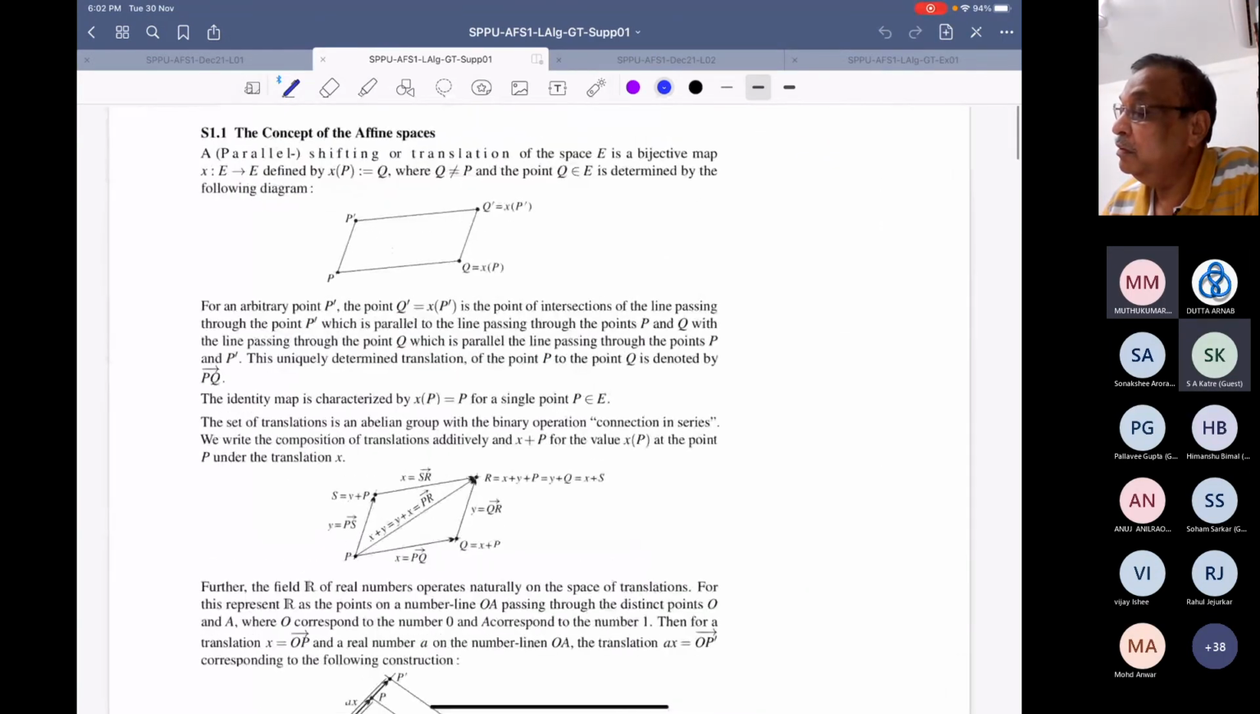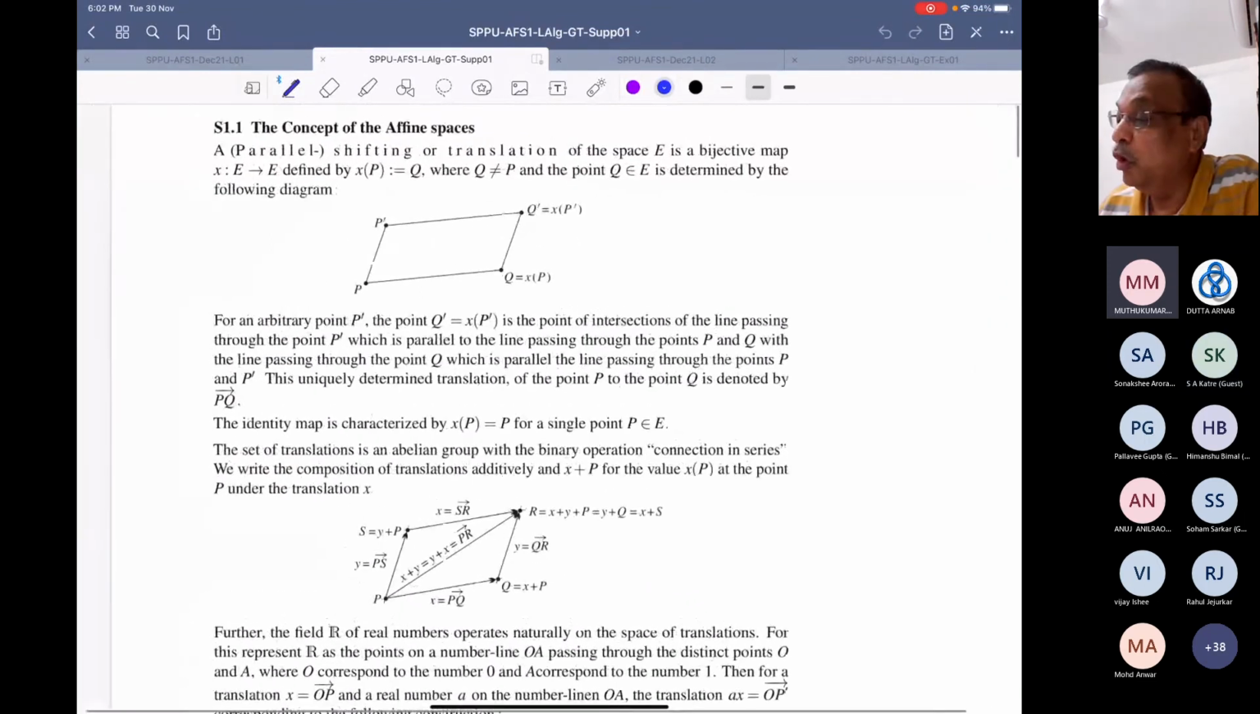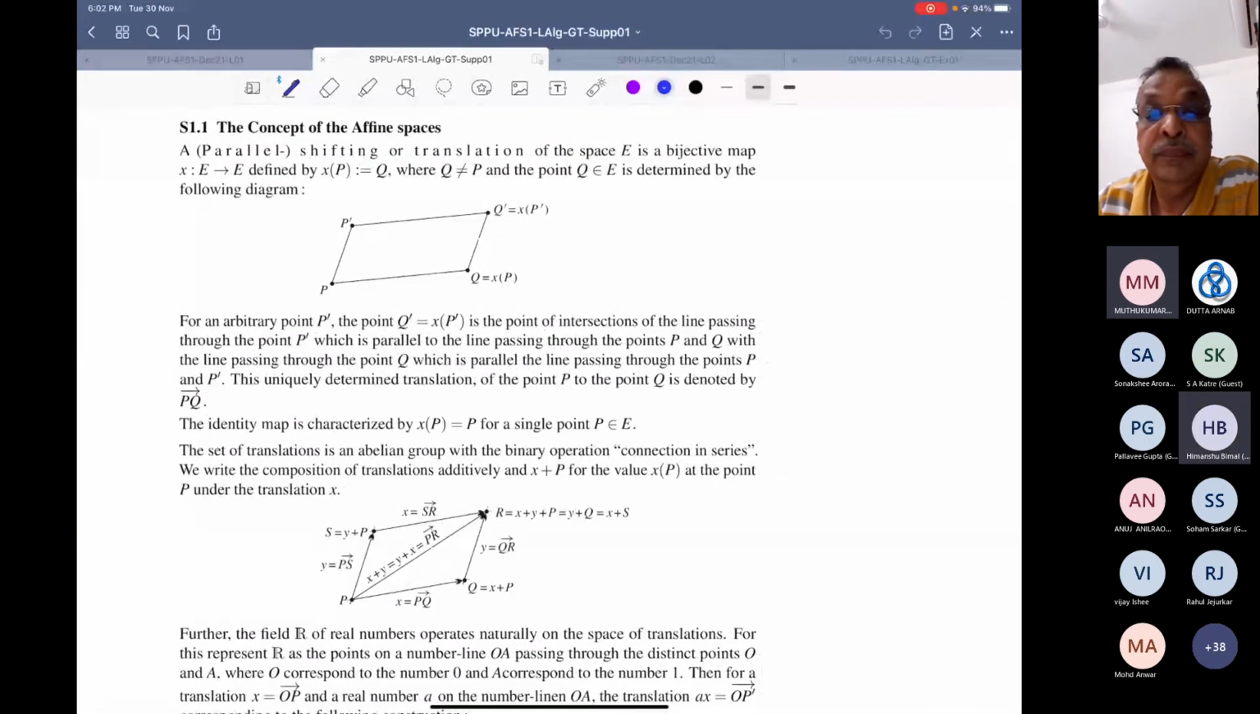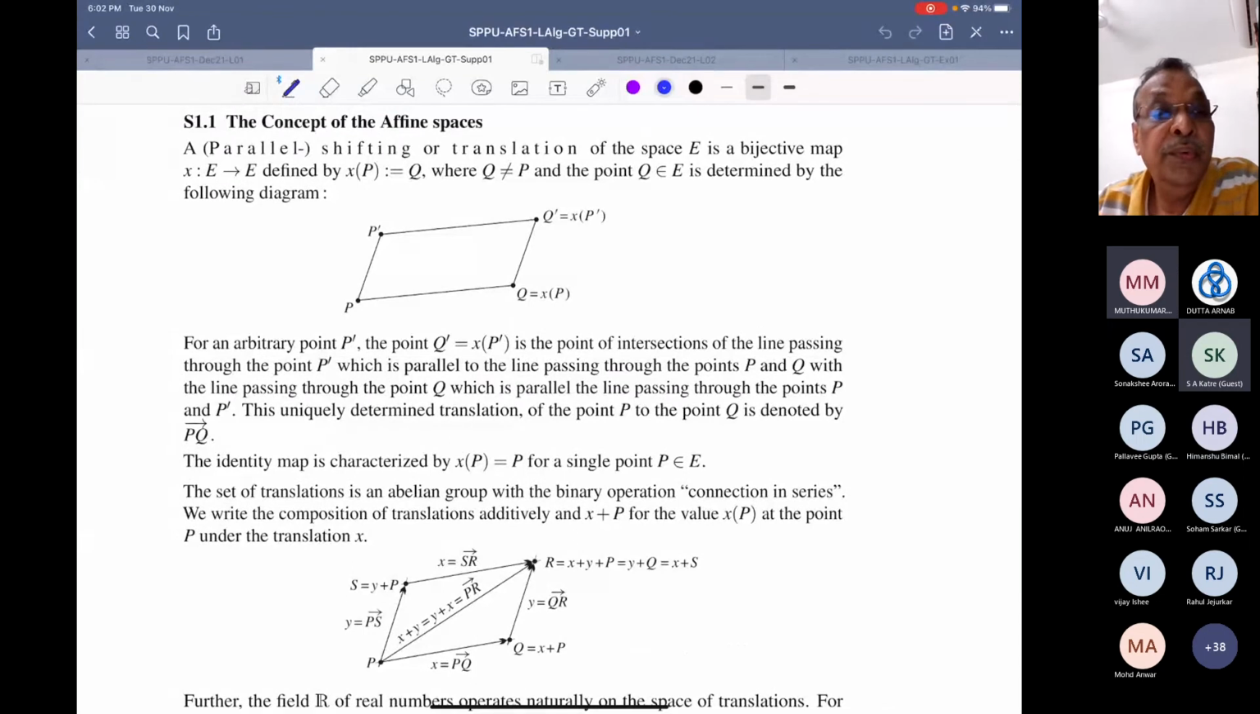Can you see this? Can you read it or is it too small? Yeah, it is fine. It's okay. I can make it slightly bigger still. Now? Yeah. It's okay. All right.